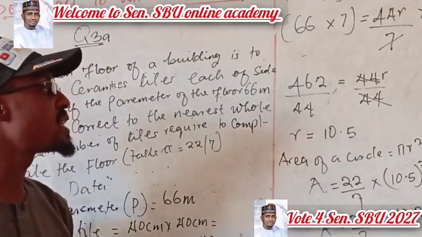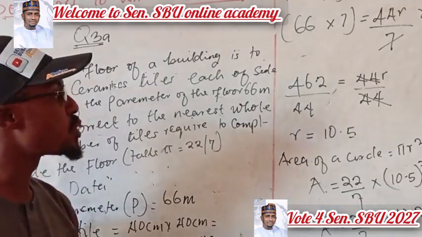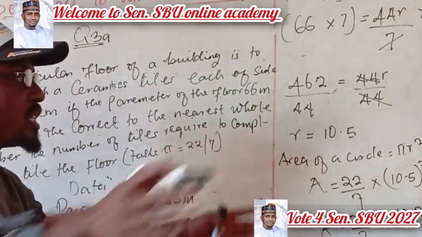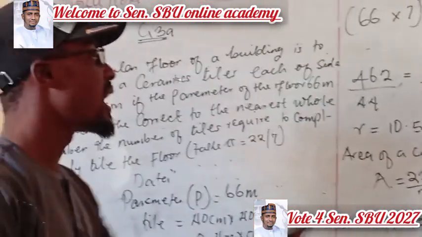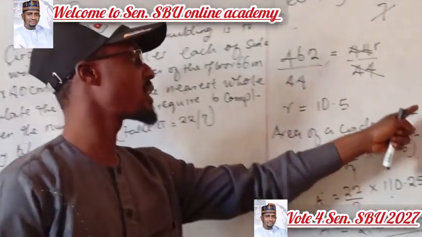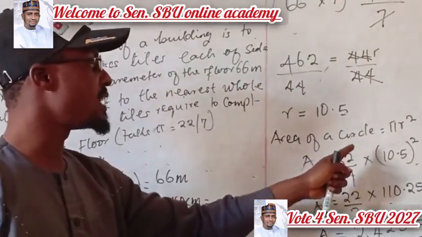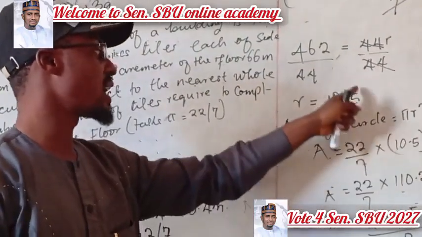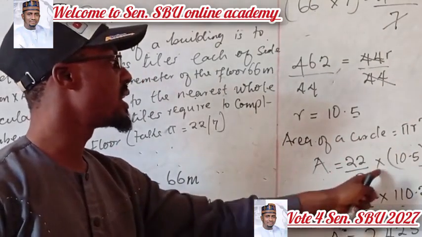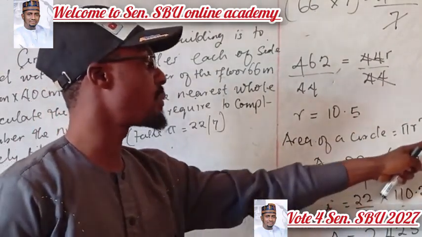Therefore, since we have obtained the value for the radius, we are to compute the area, that is, the premises of the building, which happens to be a circle. The area of a circle is denoted by the formula pi r squared, where pi is 22/7 and our r was calculated to be 10.5, but squared. 22/7 times 10.5, which is our r, but squared.